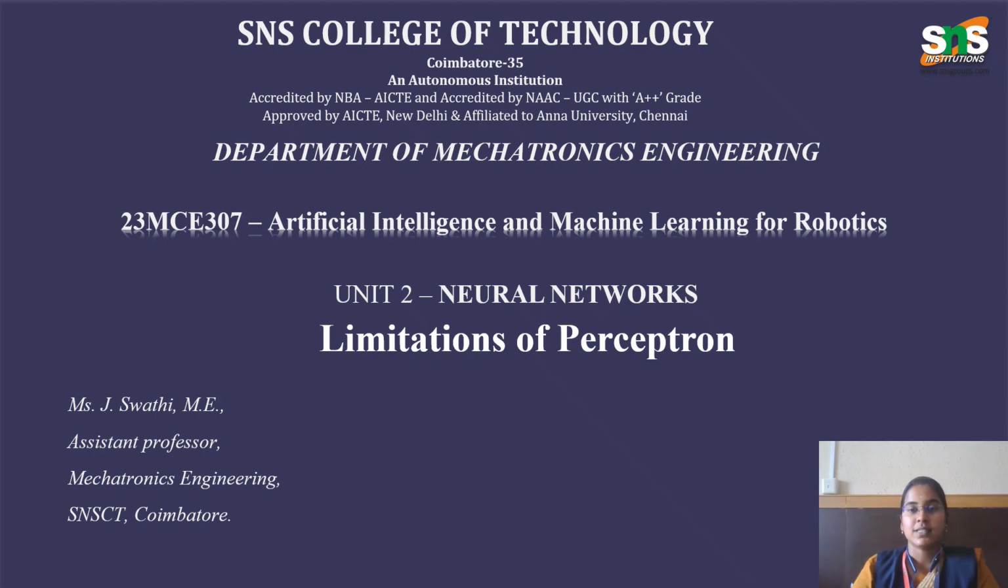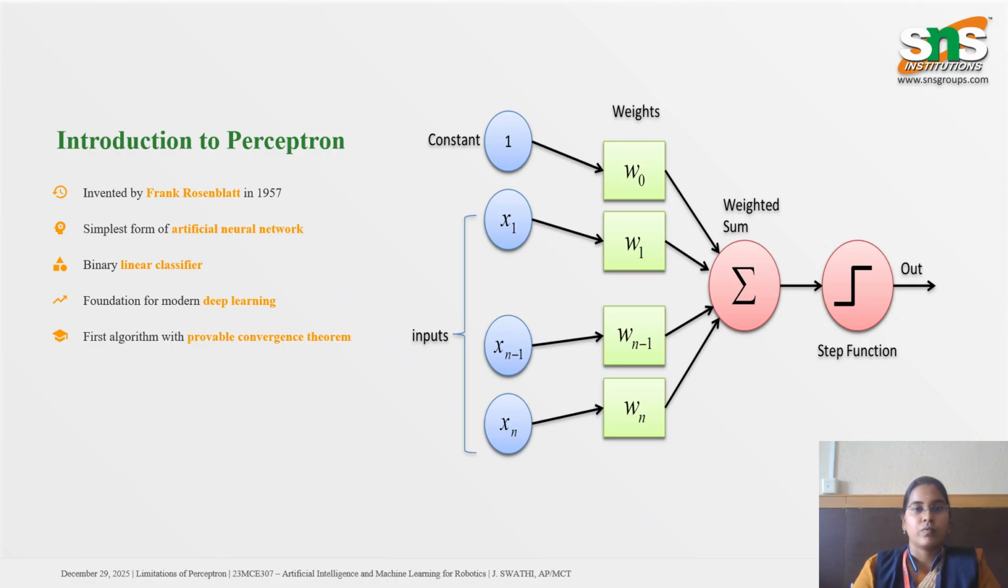Welcome to the lecture. In this lecture series, we are discussing neural networks, starting from biological neurons and artificial neural networks, and we have discussed the single layer perceptron. Now we are going to discuss the limitations of perceptrons. First of all, we have to know what a perceptron is. It is the simplest form of artificial neural network.